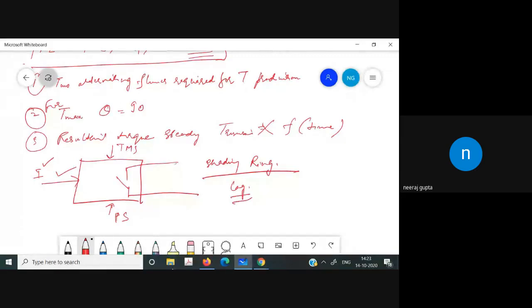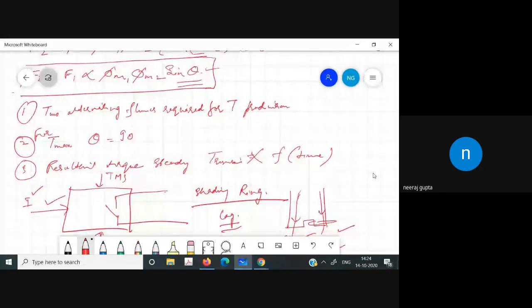Though the flux is moving in the same direction, let us suppose that we have two sections of that, and here we have the shading ring we have used. Then we have this flux and this flux, phi 1 and phi 2. It is produced by the same current. However, we can create the phase difference in the flux by using the shading ring, so that this one lags phi 1.